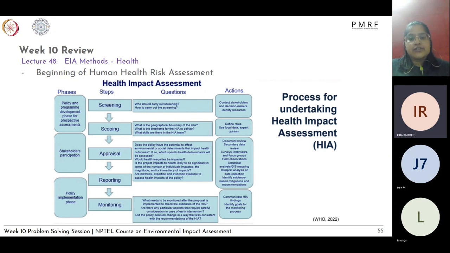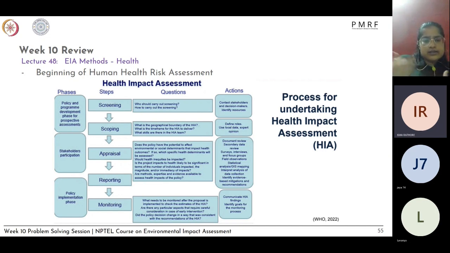You do surveys, interviews, and focus group discussions. You do field observations, statistical analysis or GIS mapping to interpret the analysis of data collection, identify evidence-based mitigations and recommendations, and you report them in your health impact assessment report.